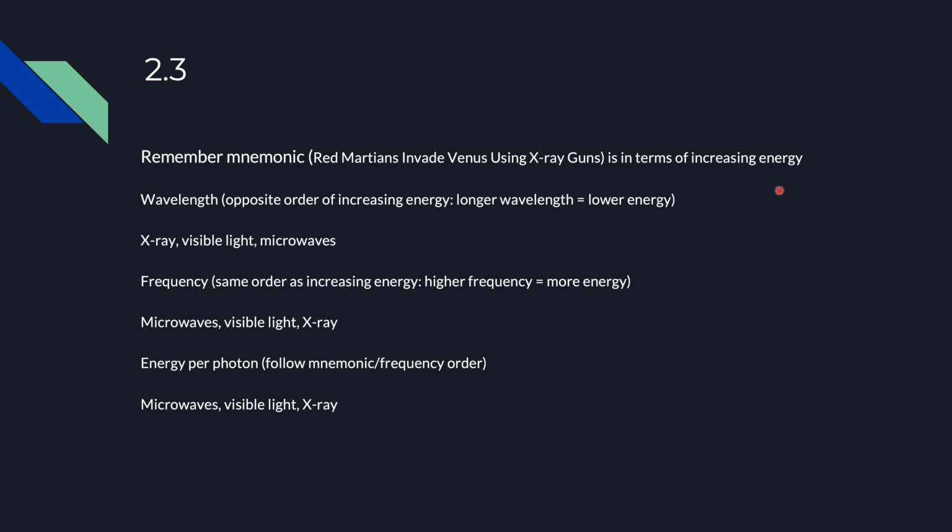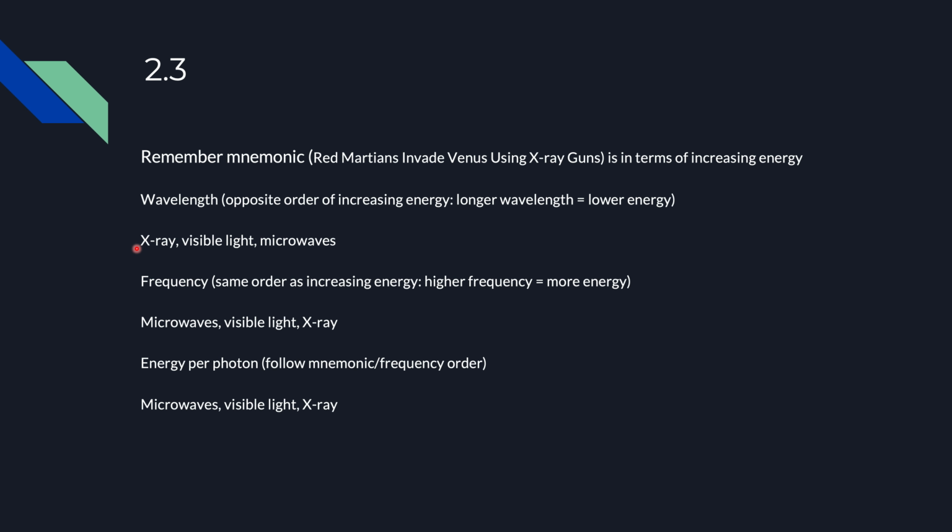For 2.3, you're going to want to remember the mnemonic, which is in terms of increasing energy: Red Martians invade Venus using X-ray guns. Remember, increasing energy, increasing frequency, decreasing wavelength. So, since wavelength is the opposite order of increasing energy, it's going to be the opposite of this mnemonic. So you're going to want to order them in the way that puts the things near the end, near the beginning for wavelength.